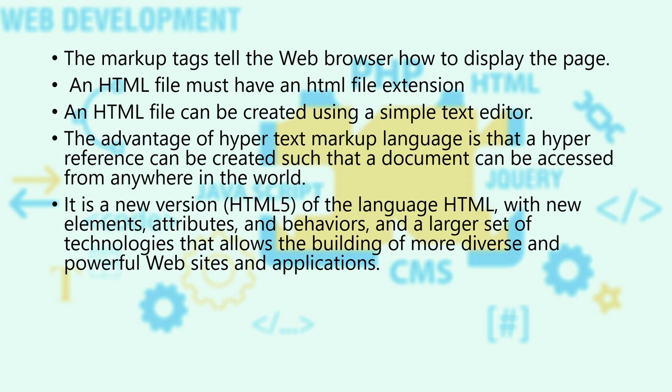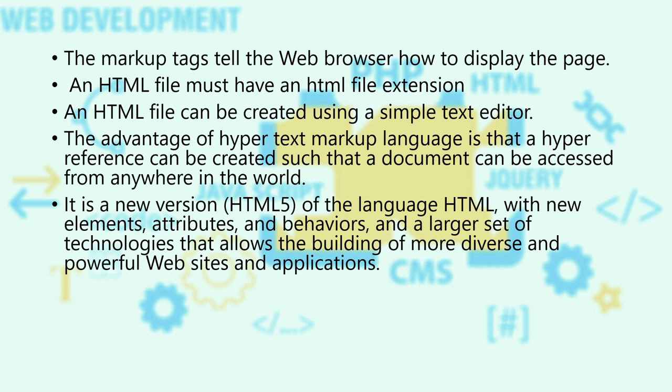Now, the markup text tells the web browser how the content is being displayed. An HTML file must have an HTML file extension. Guys, remember that whenever you want to save an HTML file, you must save it with the extension .html. I will show you how to do that later. An HTML file can be created using a simple text editor. The basic text editor used by general people can be Notepad, but I will show you how to work on other software for development.